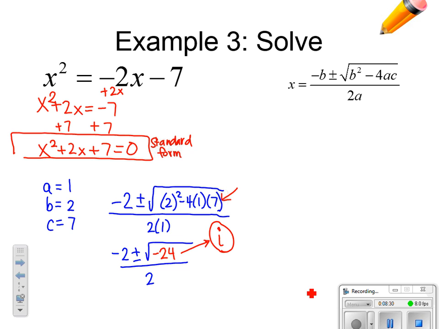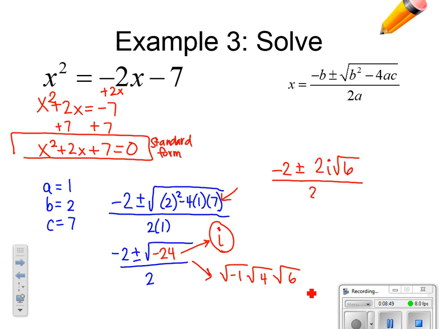Okay, let's simplify that. Negative 2 plus or minus the square root of negative 24 can be broken down into negative 1, negative 4, and 6. The square root of negative 1 is i. The square root of 4 is 2. So I got 2i square root of 6 all over 2. Now again, if you can get here, I am certainly happy with that. But if we can see that there are things that can be divided out, 2 goes into both of those, we can reduce this to negative 1 plus or minus i square root of 6.